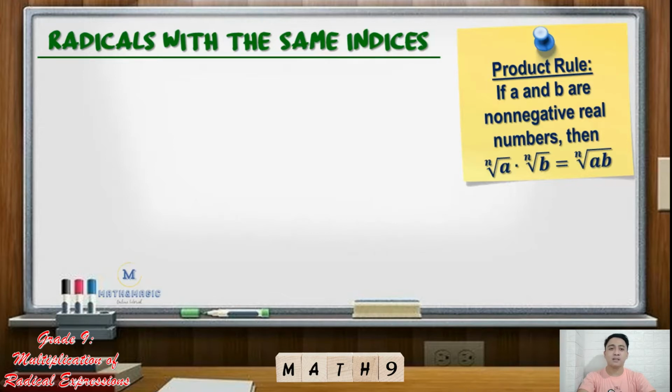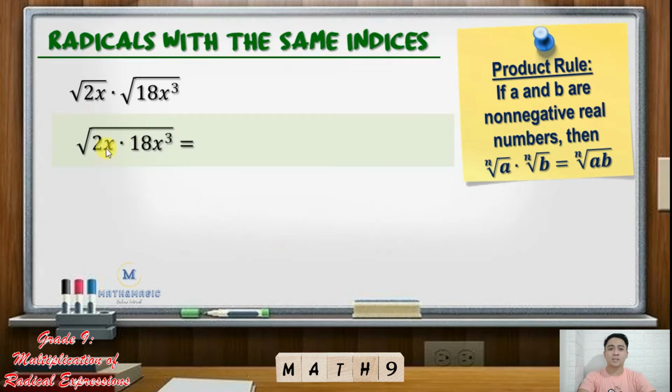As an example, square root of 2x times square root of 18x cubed. As stated in the product rule, we will multiply the radicands of these two radical expressions. 2x times 18x cubed is equal to 36x raised to 4. Then we will copy the index. Thus, we have square root of 36x raised to 4. Now simplifying this, the square root of 36 is 6. Square root of x raised to 4 is x squared. Hence, the product of the two radical expressions is 6x squared.